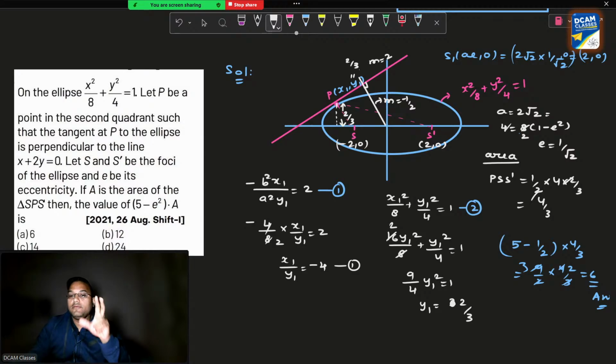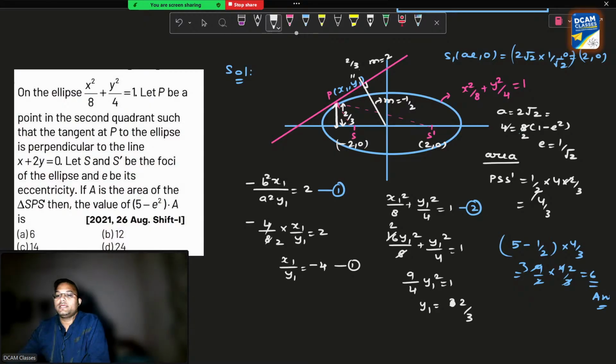Because in finding out the area, it's a triangle P, S and S dash. If I know this perpendicular, the base length we know. Base length, actually for that we have to find out e also. b square is equal to a square into 1 minus e square, that relation. e we have found out.